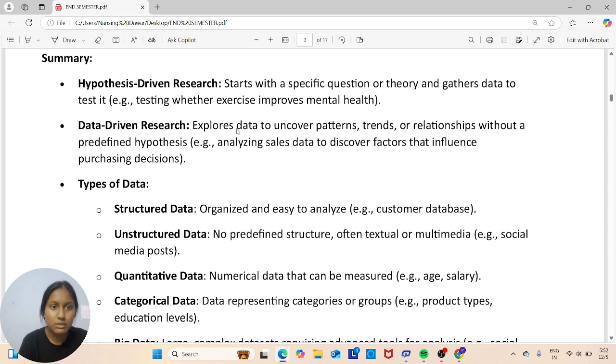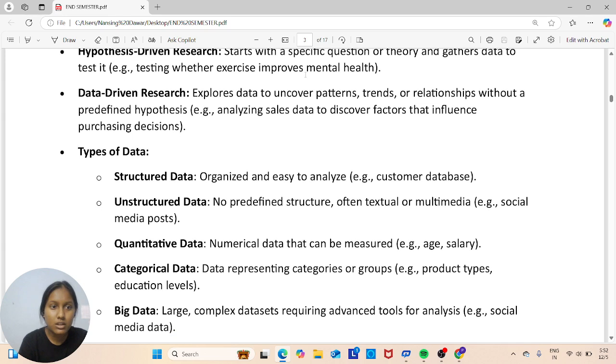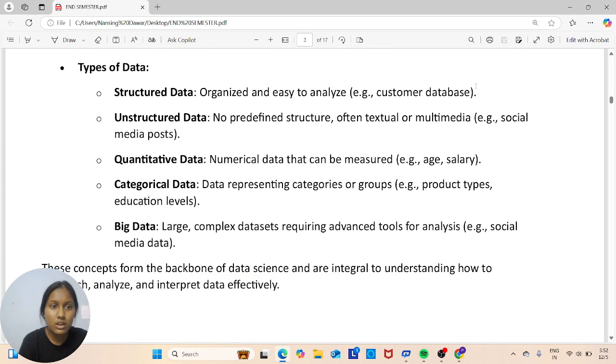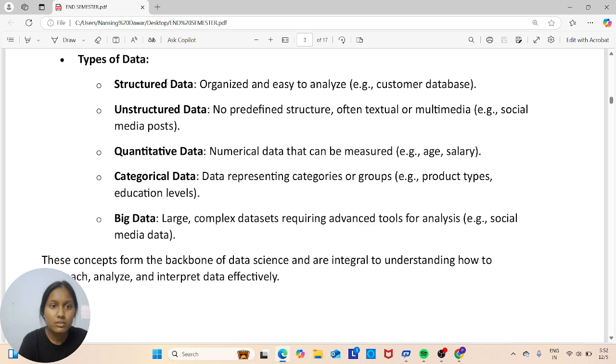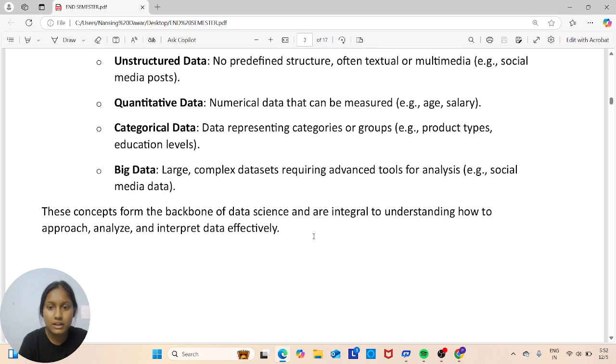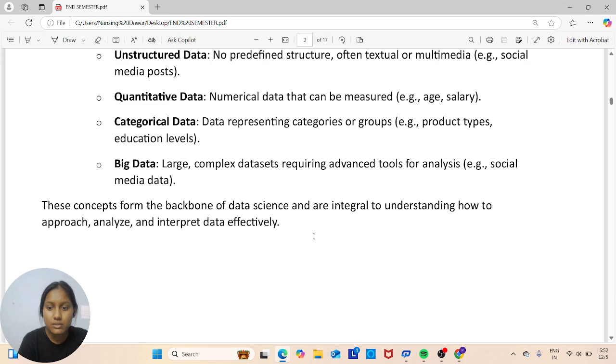So here I would like to summarize it. Basically, what is hypothesis-driven research? It starts with a specific question or theory and gathers data to test it. Data-driven research explores the data to uncover patterns, trends, or relationships without predefined hypotheses. And types of data: we have structured data, unstructured data, quantitative data, categorical data, and big data. These concepts form the backbone of data science and are integral to understanding how to approach, analyze and interpret data. This is all for this video.